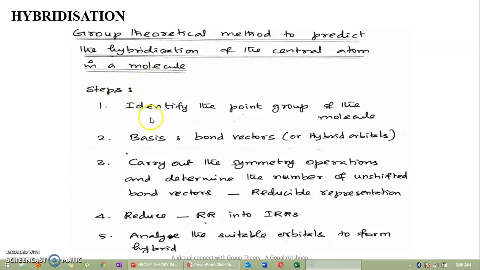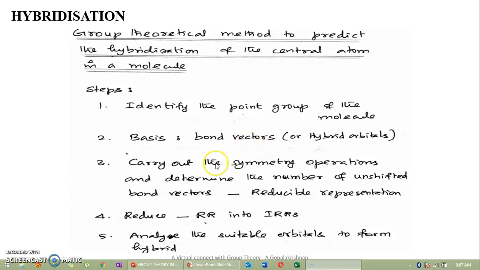What are the steps? These are the steps. Number 1, first identify the point group of the given molecule. Then we have to use some basis. Here we are going to use bond vectors as basis. If the central atom has only covalent bonds, then use bond vectors. If the central atom has lone pairs also, you know very well a lone pair also belongs to a particular hybrid orbital. Therefore, you must use the lone pair orbitals also as bond vectors.